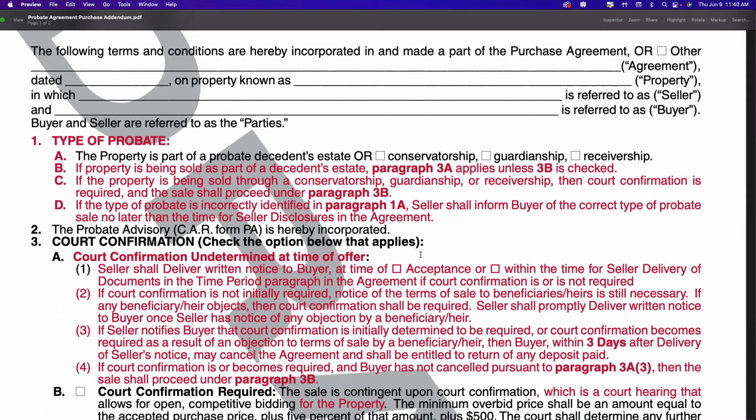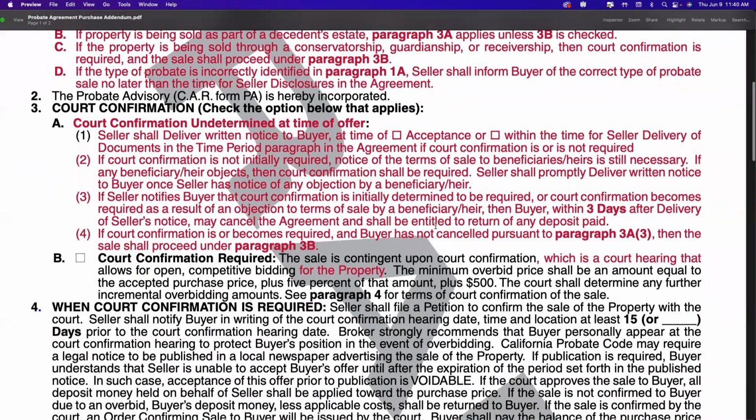If the type of probate is incorrectly identified in paragraph 1A, seller shall inform buyer of the correct type of probate sale no later than the time for seller disclosures in the agreement. Okay. This is about the court confirmation stuff, right? When they're going to give it to you, if they're going to tell you it's at acceptance, whether or not, or within the time specified for delivery.